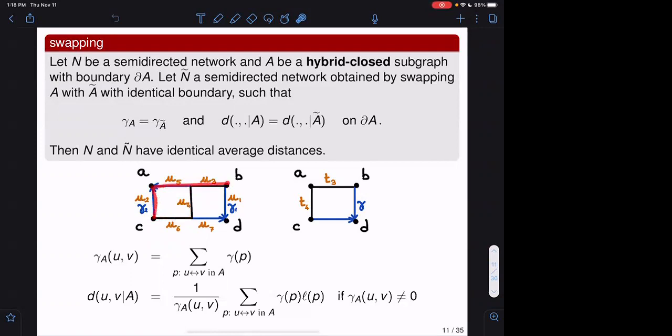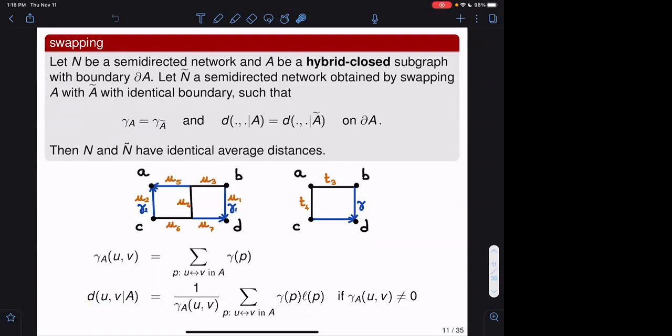I cannot go this way because it has a V structure. And I cannot go that way, it also has a V structure. And in this subgraph, the gamma between C and B is the same. I would go through this only, it has weight 1. All right. And in some examples, it's less than 1. And then it's the average distance between U and V conditional on staying within A.